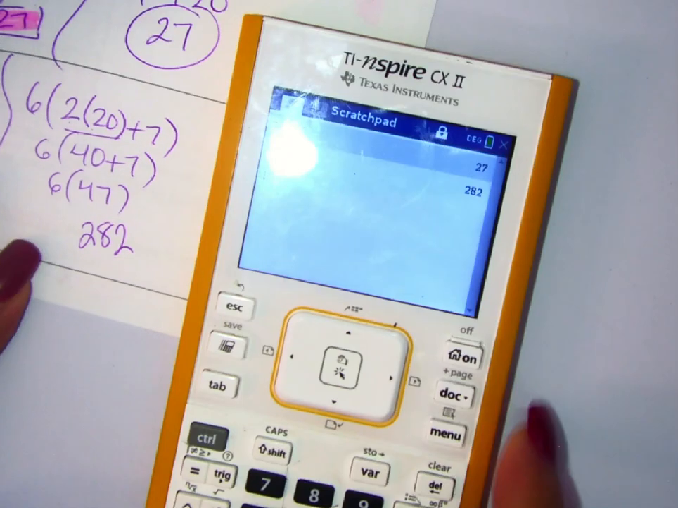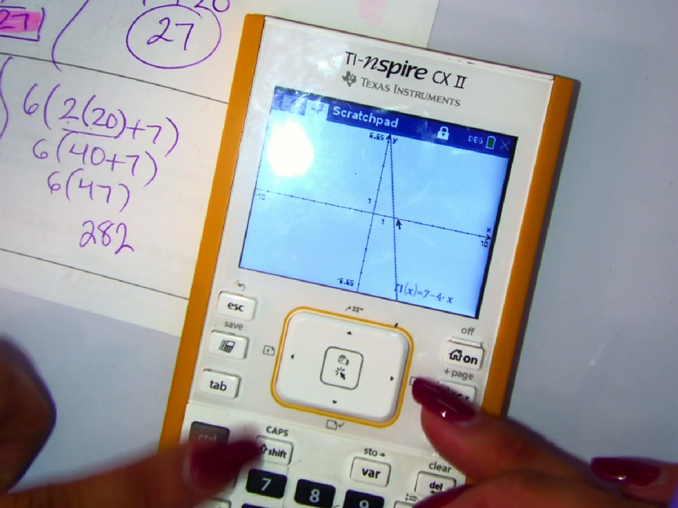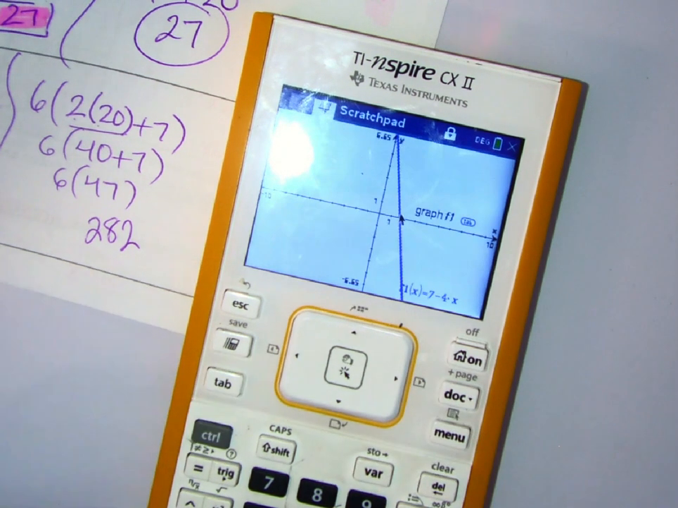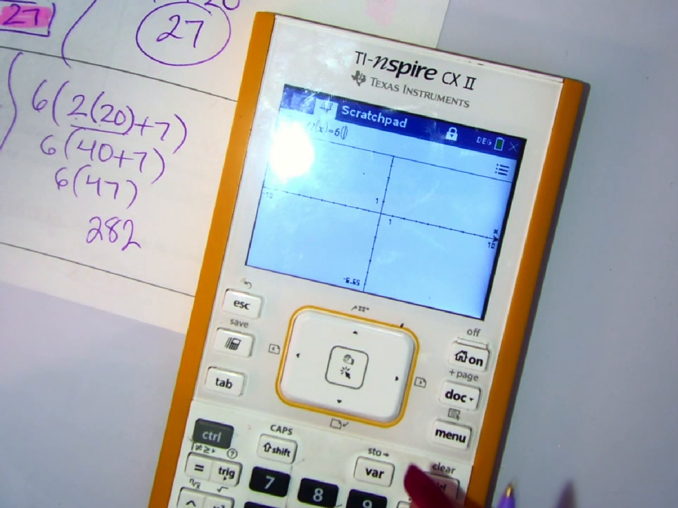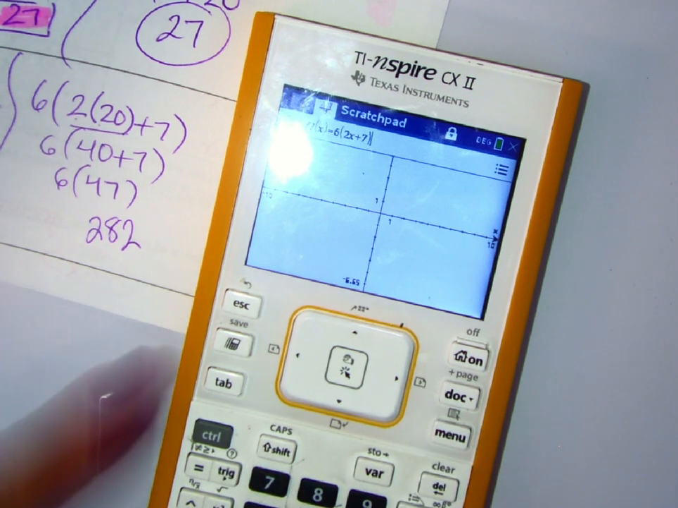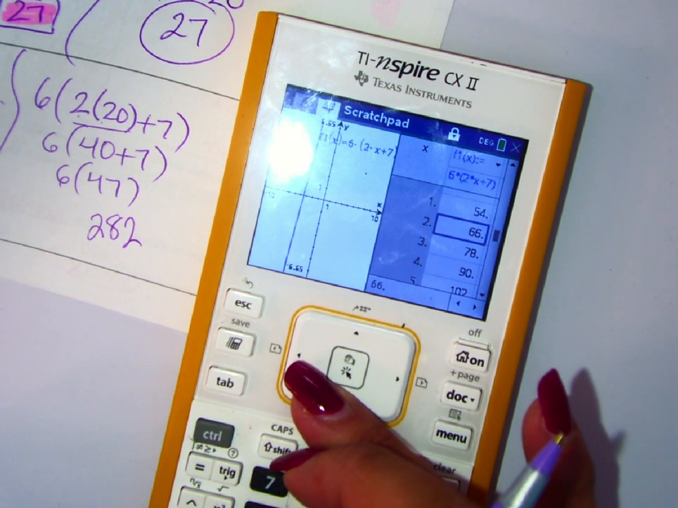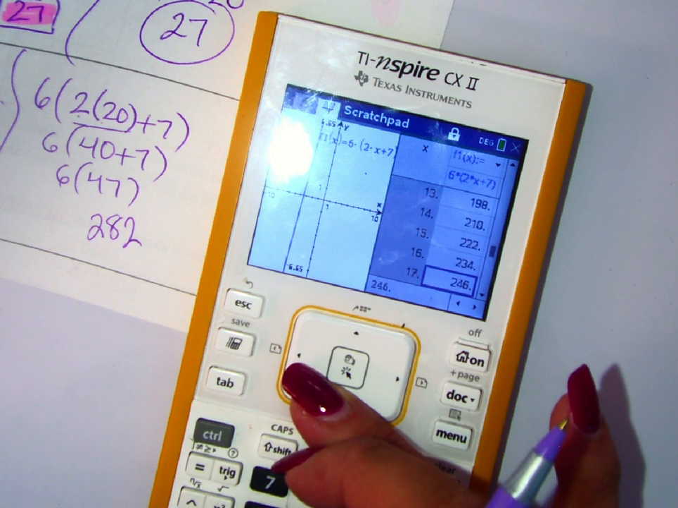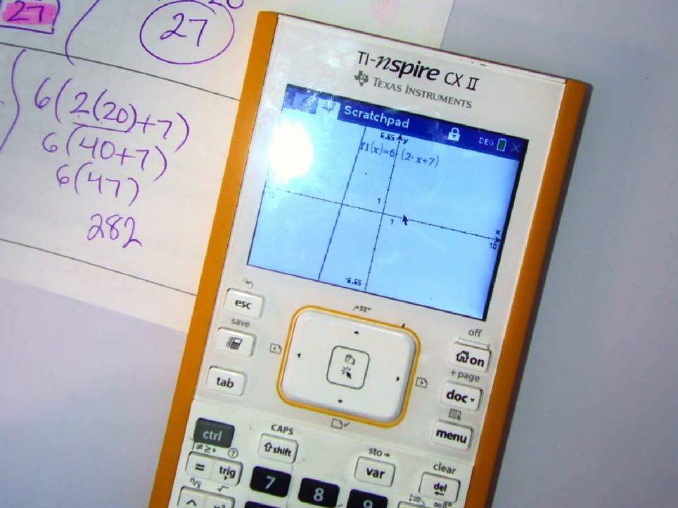We could also do the graphing. Let me just clear this. And we type 6 parentheses 2x plus 7. Go to table, and then we find out when x is 20. 282. We could have also traced, but I'll teach you tracing later. So 282 is your answer here.